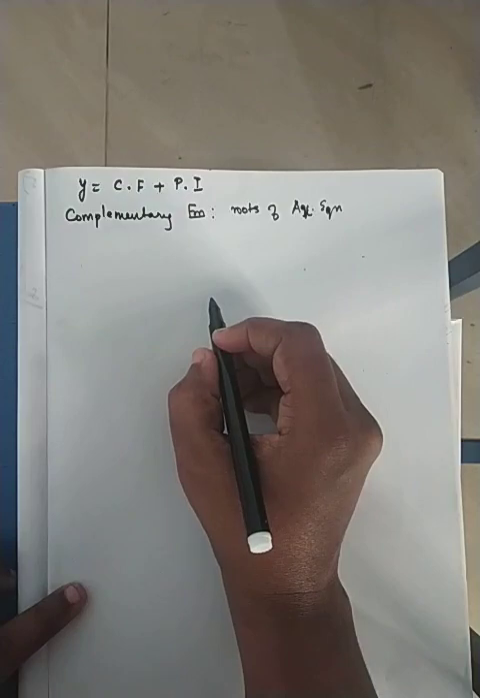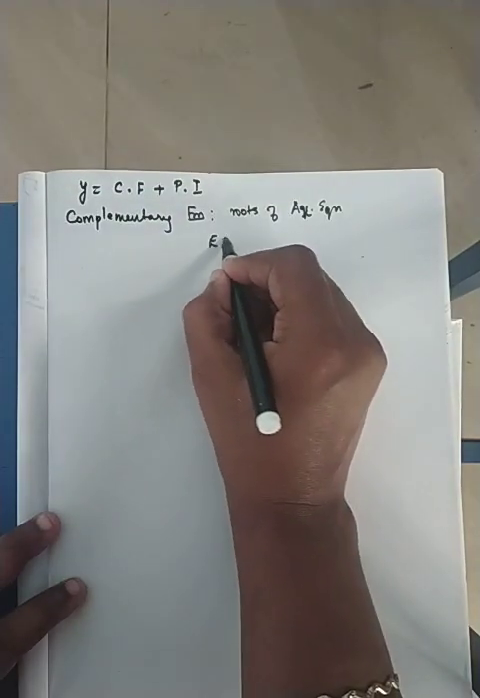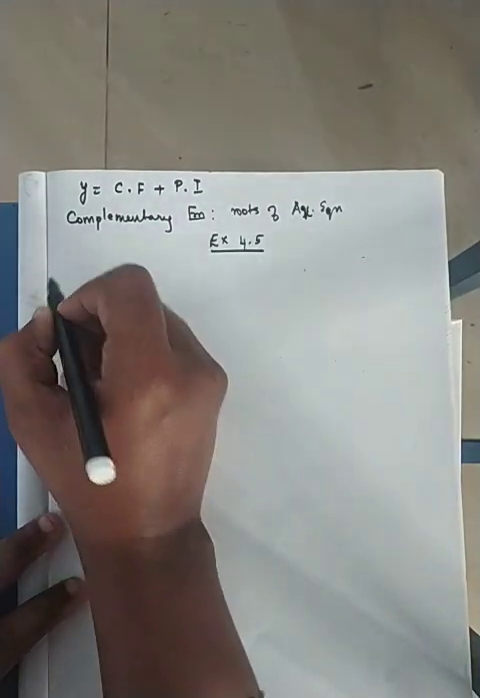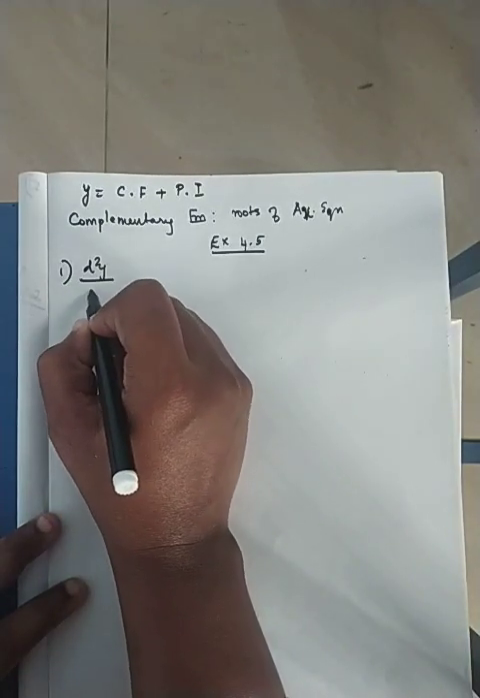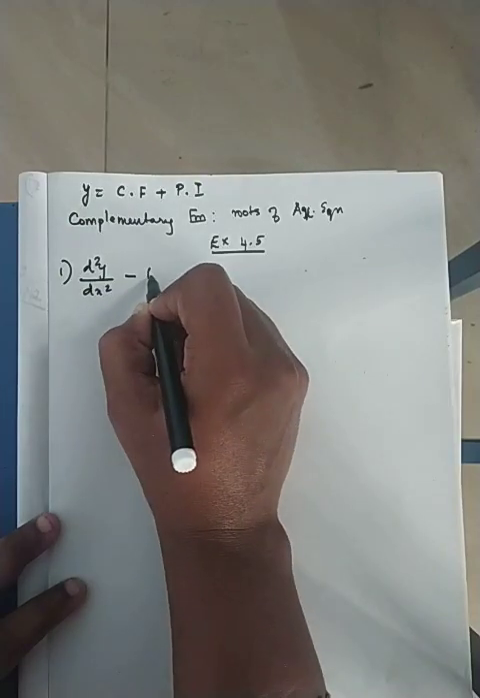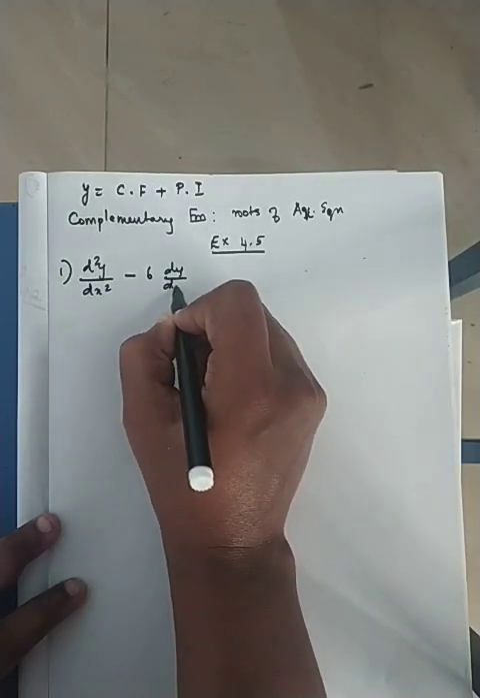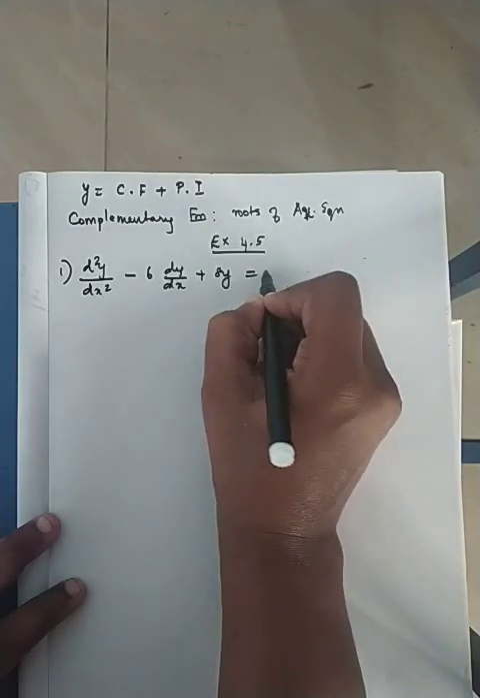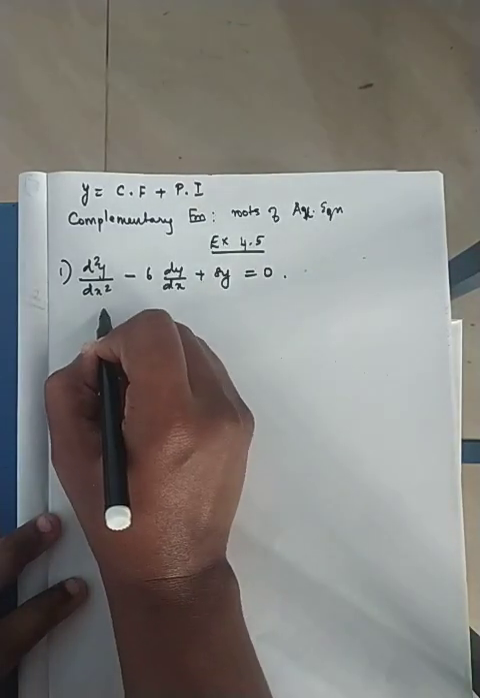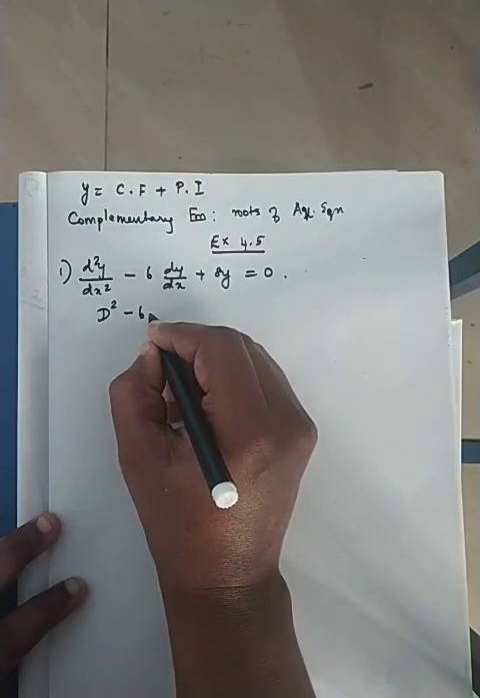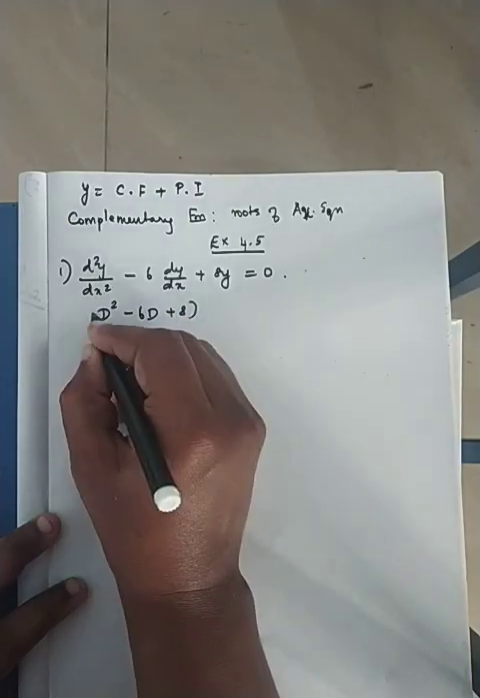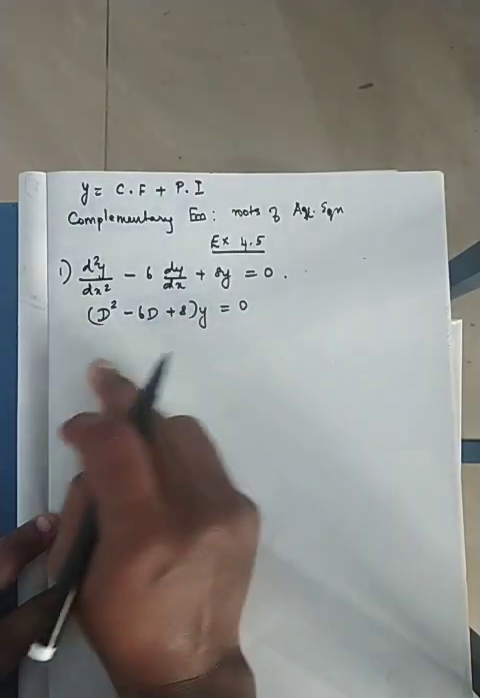Okay. First of all, we go to your first sum in our exercise 4.5. So we are going to exercise 4.5. What is my first sum? It says d squared y by dx squared minus 6 dy by dx plus 8y equal to 0. Now this is of the form (D squared minus 6D plus 8) y is equal to 0. This is of this form.